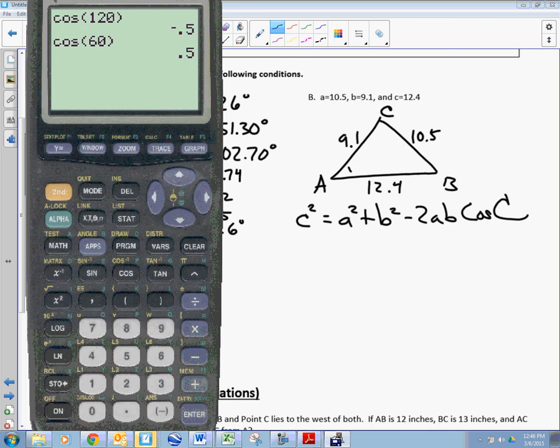This time I'm going to fill in all the letters except for the angle. So I've got 12.4 squared equals 10.5 squared plus 9.1 squared minus 2 times 10.5 times 9.1 cosine C.